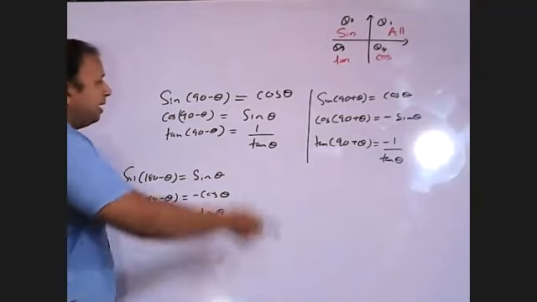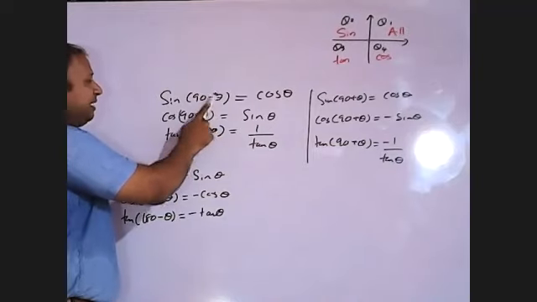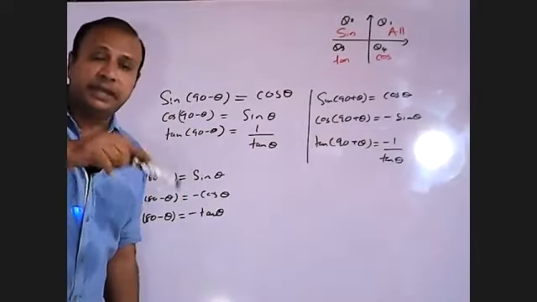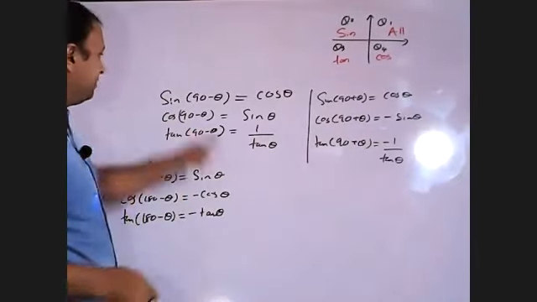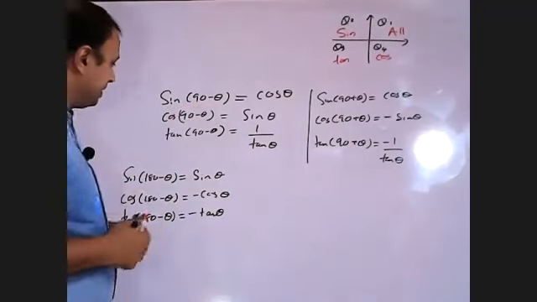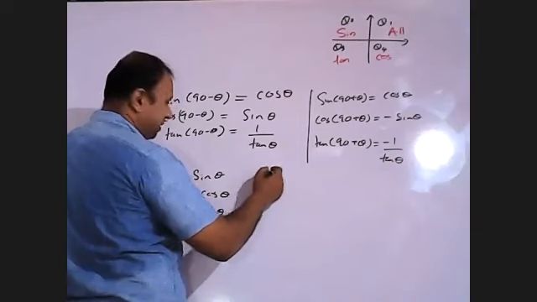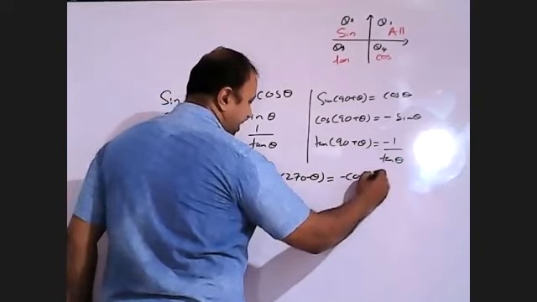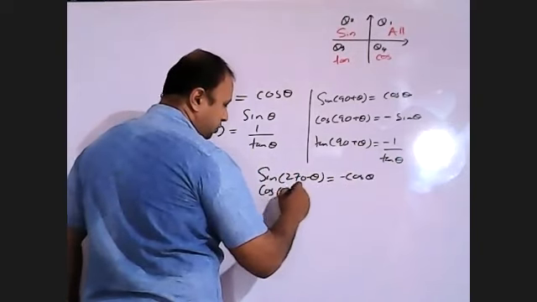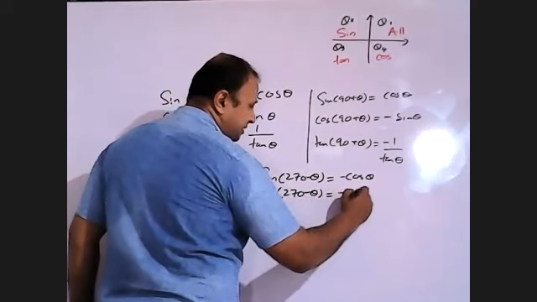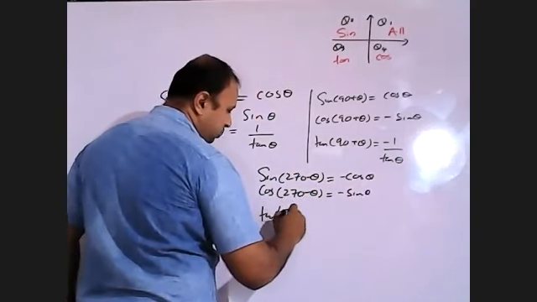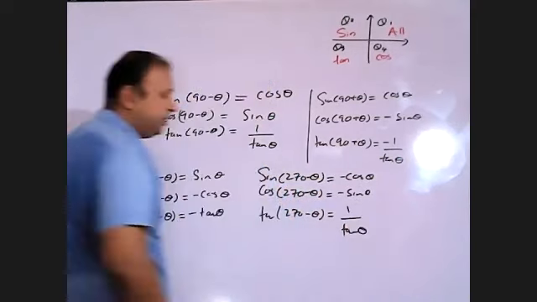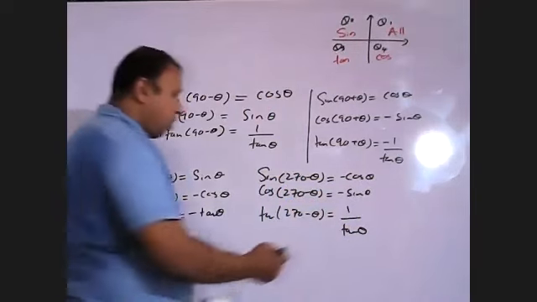Look at this. If theta is combined with an odd multiplication of 90, that means 90 into 1. Suppose another example. Sin 270 minus theta is equal to minus cos theta. Cos 270 minus theta is equal to minus sin theta. Tan 270 minus theta is equal to plus 1 over tan theta, or cot theta.